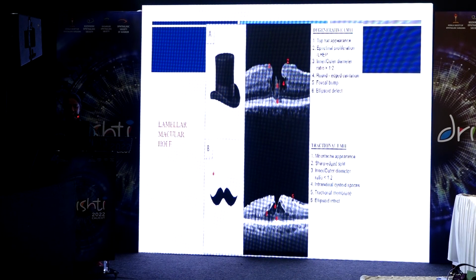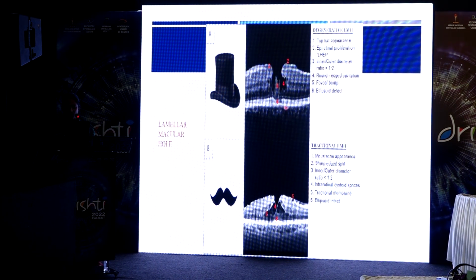So these are two pictures that show the degenerative lamellar macular hole. So lamellar macular hole can be either degenerative or tractional. In the degenerative type, it shows a top hat appearance. All the layers are almost affected. There will be an ellipsoid defect, so the visual acuity will usually be poor, and this is associated with a lamellar hole associated epiretinal proliferation or LHEP.